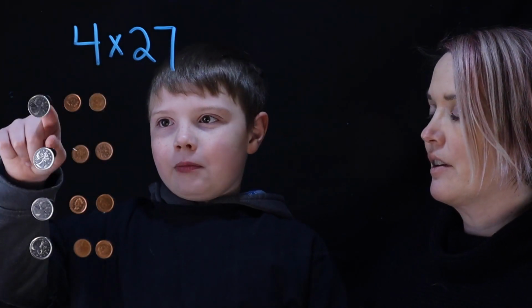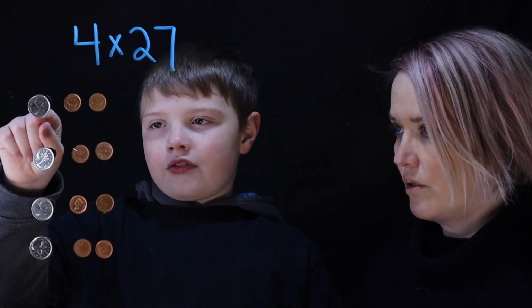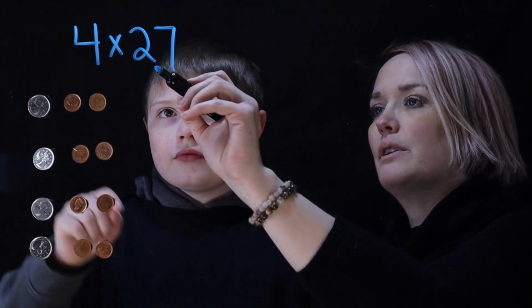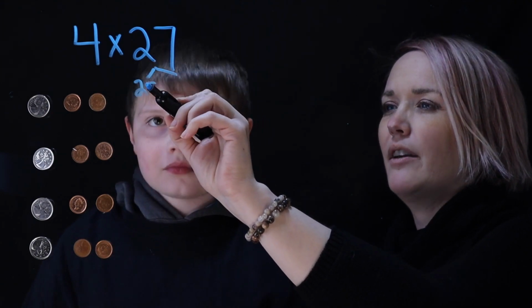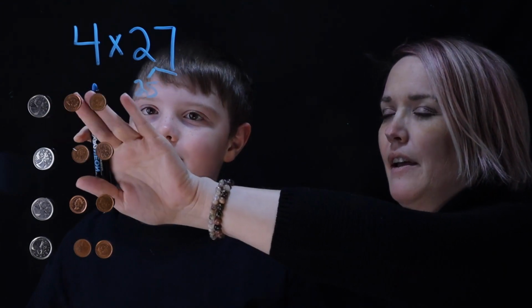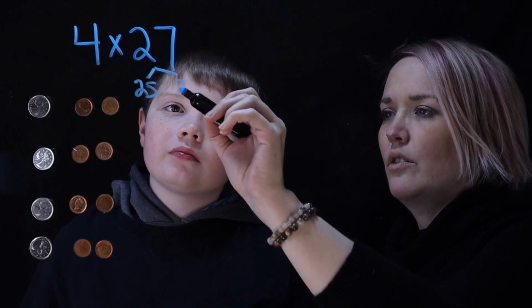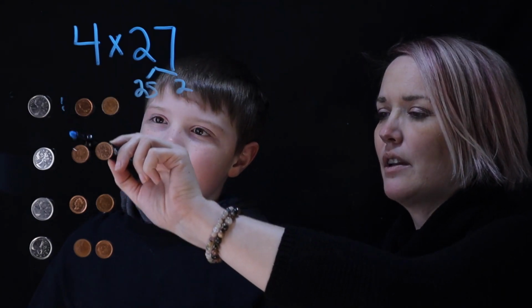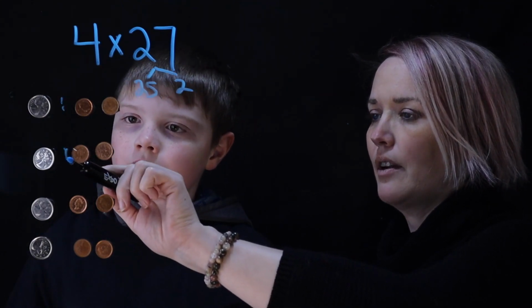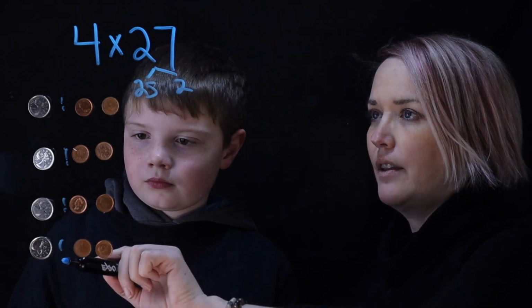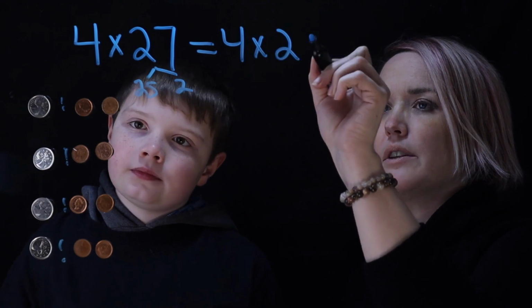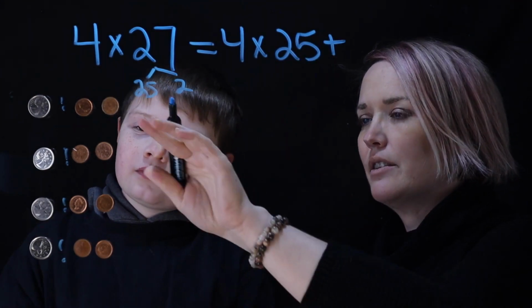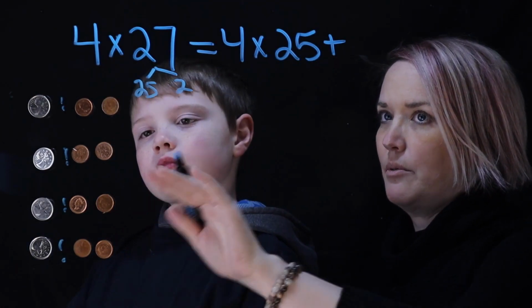So I'm going to count by 25s here. Okay, so let's split this so that people can see it. So you're going to split this 27 into 25, which is the quarter, right? And then 2 pennies. So basically there's like an invisible line here, right? And then you're going to go 4 times 25. So 4 times 25. And you're going to add that to 4 times 2.